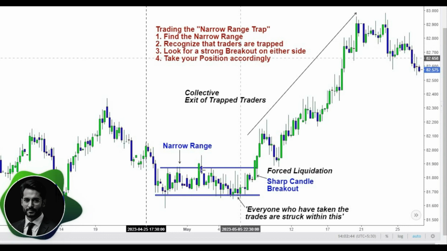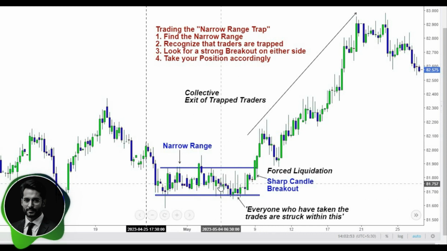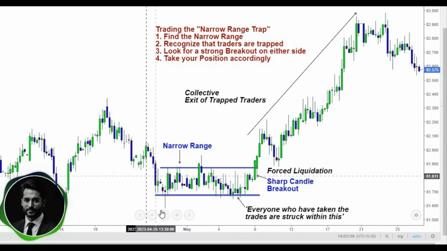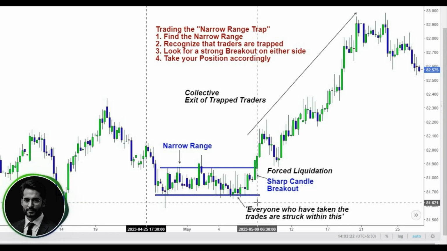The first thing is you need to find the narrow range. In this case, we can see a nice narrow range over here. Once you identify the narrow range, you need to see how the traders are trapped here. All the sellers who may have taken short positions and all the buyers who are trying to capture the bottom are trapped within this narrow range. Once you understand that the traders are trapped, you need to look for a strong breakout in either direction. You can look for a breakout either on the upside or downside.